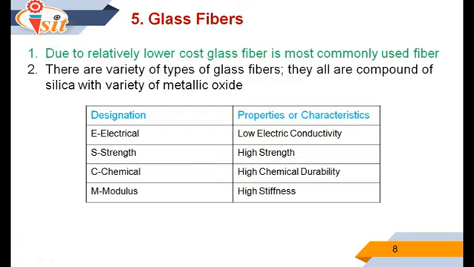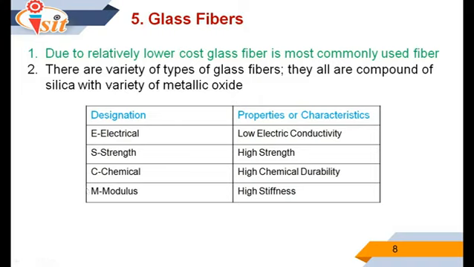Now there are some varieties of glass fibers. Generally glass fibers are considered as E glass, S glass, C glass, M glass, and so on. You might have seen these when you go to purchase some glass fiber.